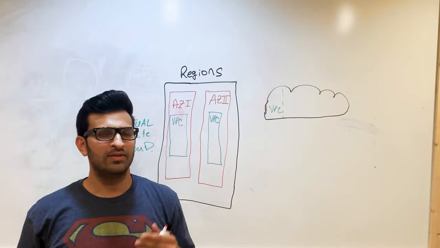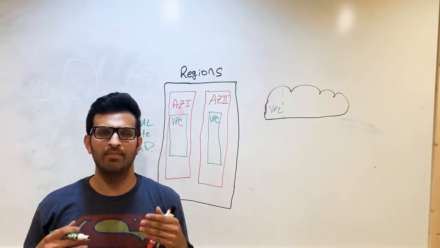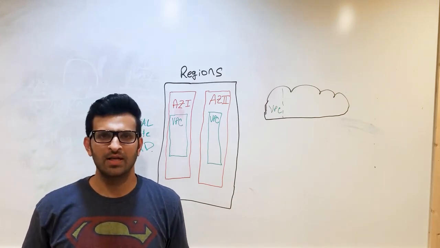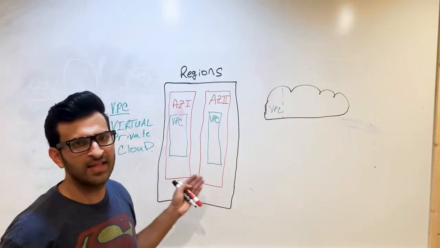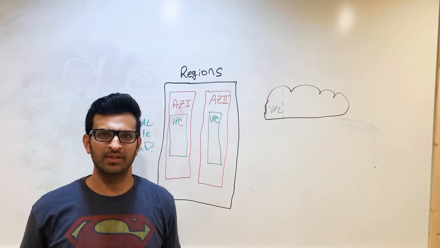Okay, so this was really what the video was about. It's just a conceptual overview of what the AWS infrastructure looks like, and hopefully this drawing gave you an idea of what it looks like conceptually.